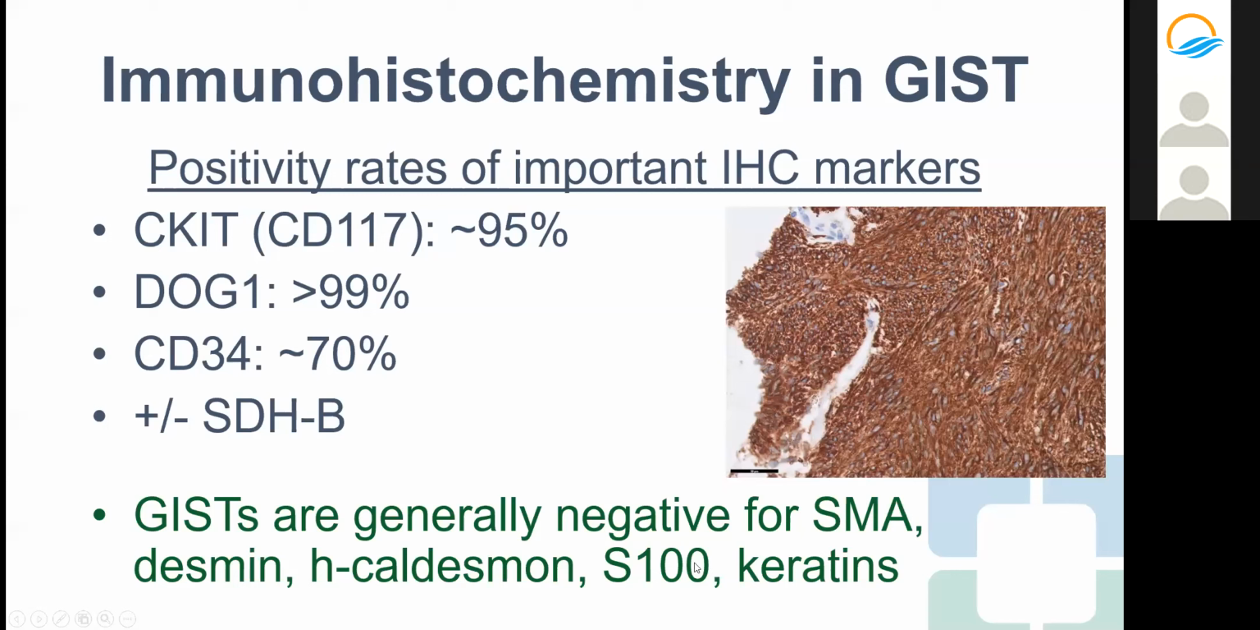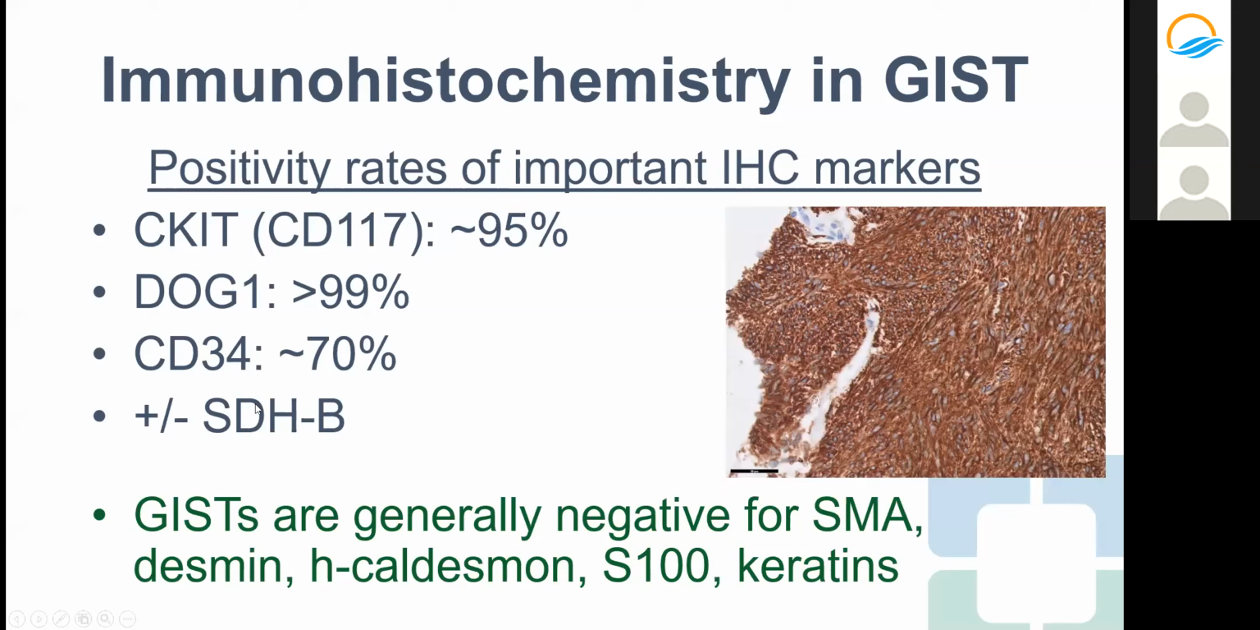Whereas desmin, h-caldesmon, and S100 all occur in 5% or less of tumors, where you might get patchy focal positivity. So these are all just confirmation studies that we do to confirm that our morphologic impression is correct and we're rendering the correct diagnosis.